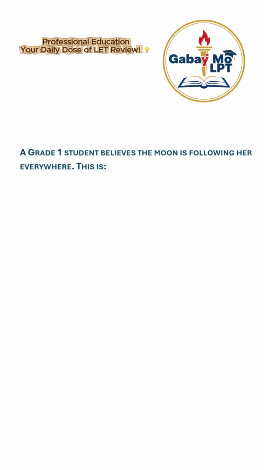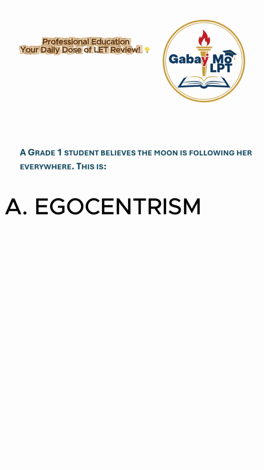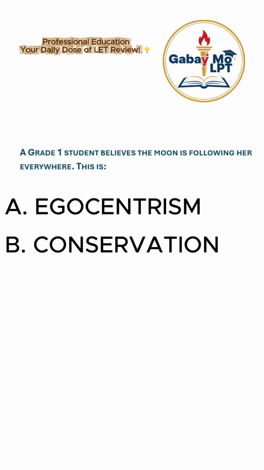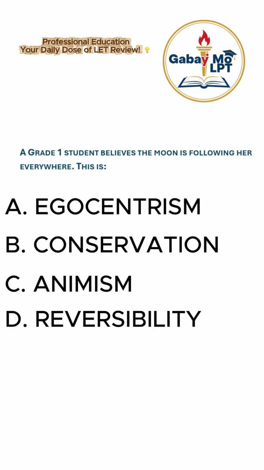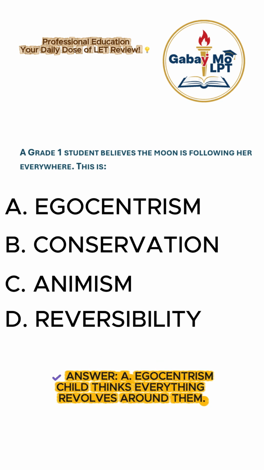A grade 1 student believes the moon is following her everywhere. This is A. Egocentrism, B. Conservation, C. Animism, D. Reversibility. Answer A. Egocentrism. Child thinks everything revolves around them.